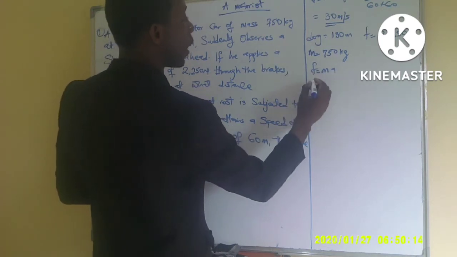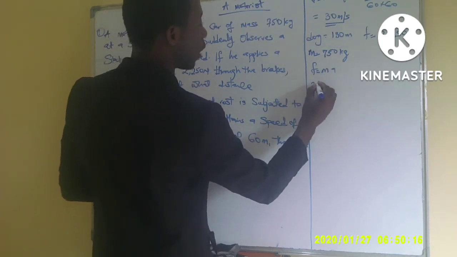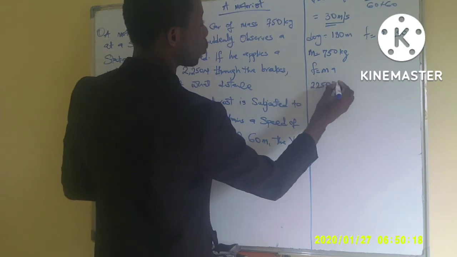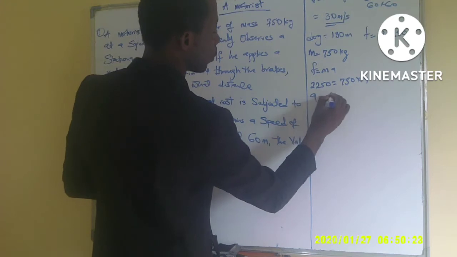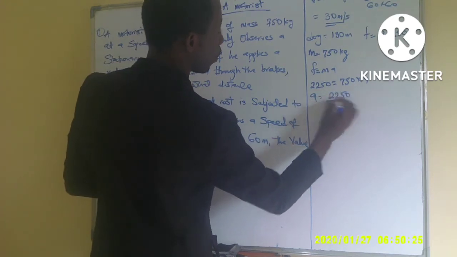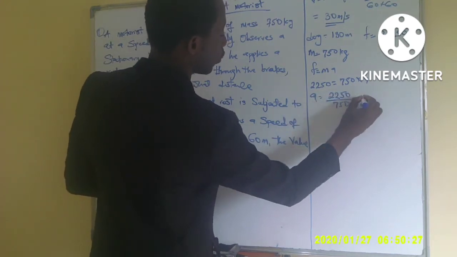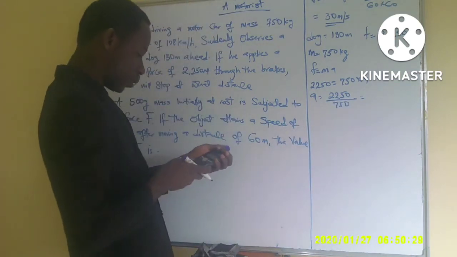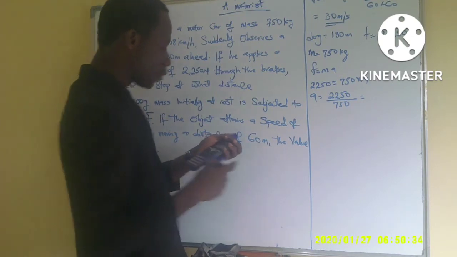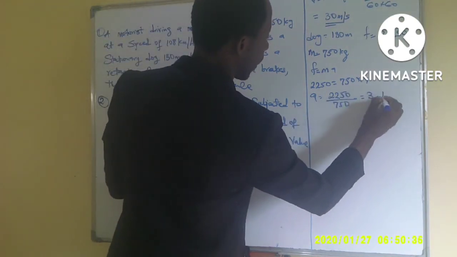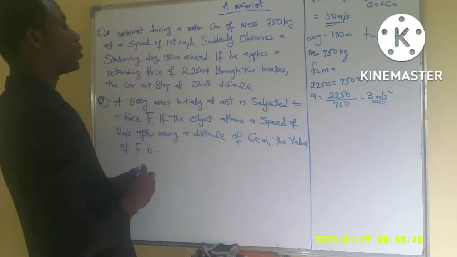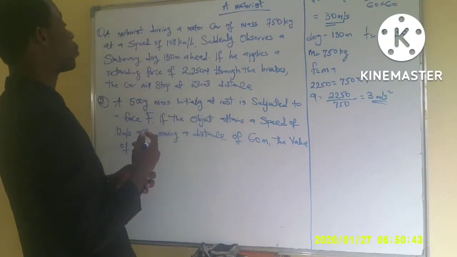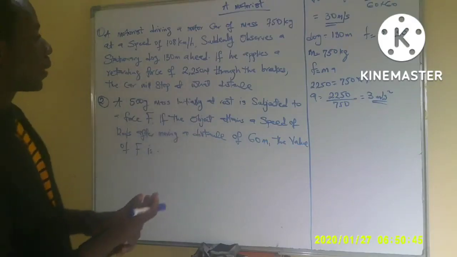So what is m? We have 2,250 equal to 750 times acceleration. So the acceleration will be 2,250 divided by 750. It gives us 3 meters per second squared. So that means the retarding acceleration, or deceleration, to which the body is coming is 3 meters per second squared. So now the question is, what's the distance?